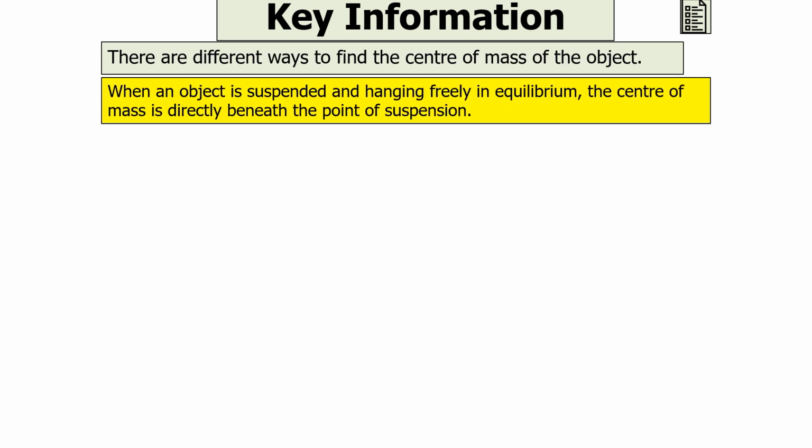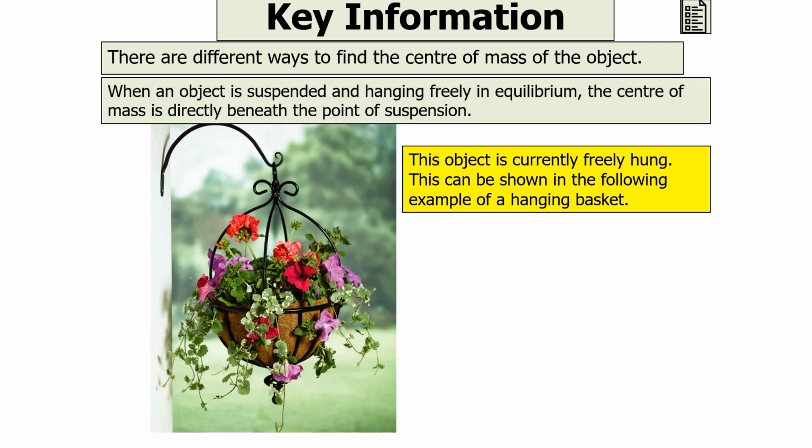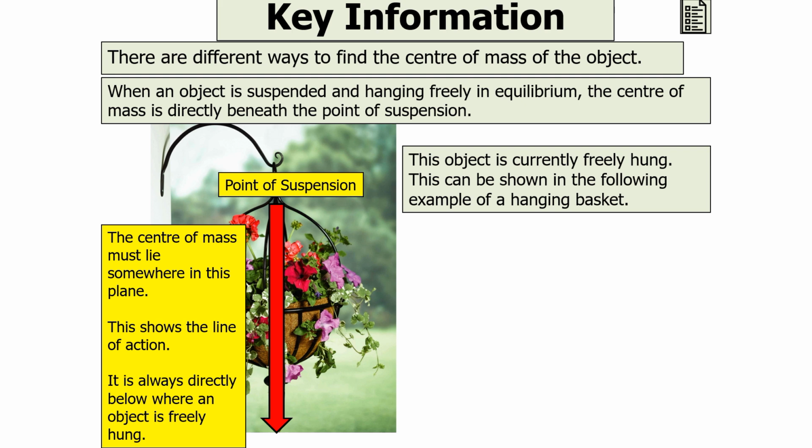Now another way to find the centre of mass of an object is that when an object is suspended and hanging freely in equilibrium, the centre of mass is directly beneath the point of suspension. So in this diagram here, the object is freely hung, and the hanger basket will show this because it is just hanging there in equilibrium. Now the centre of mass must lie somewhere in the plane of the point of suspension, which is shown with our line of action, and it's always drawn where the object is freely hung.